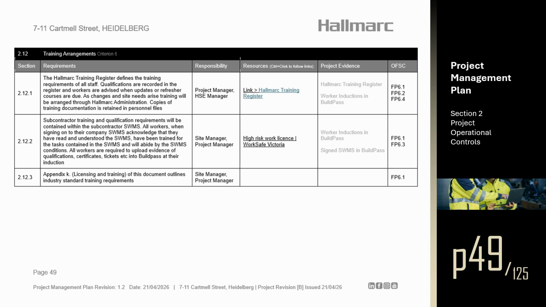Section 2.12. Training Arrangements. Section 2.12.1. The Hallmarc Training Register defines the training requirements of all staff. Qualifications are recorded in the register, and workers are advised when updates or refresher courses are due. As changes in site needs arise, training will be arranged through Hallmarc administration. Copies of training documentation are retained in personnel files.